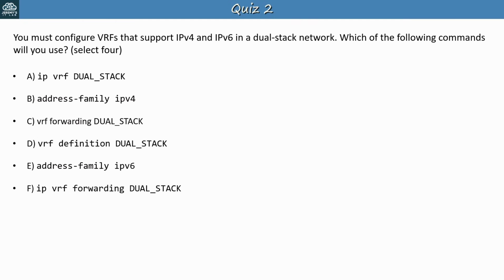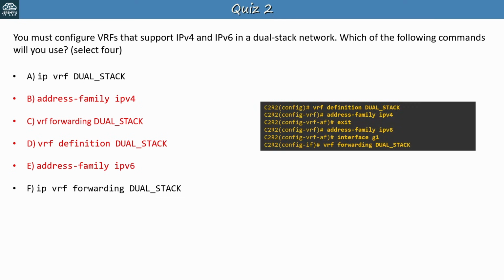Okay, the correct answers are B, C, D, and E. To make a multi-protocol VRF that supports both IPv4 and IPv6, you should use the VRF definition command, followed by address family IPv4 and address family IPv6. Finally, use VRF forwarding to assign interfaces to that VRF. Here's an example configuration: creating a VRF, enabling IPv4 and IPv6, and assigning an interface to the VRF. The other commands in options A and F, IP VRF and IP VRF forwarding, don't support multi-protocol VRFs, only IPv4.